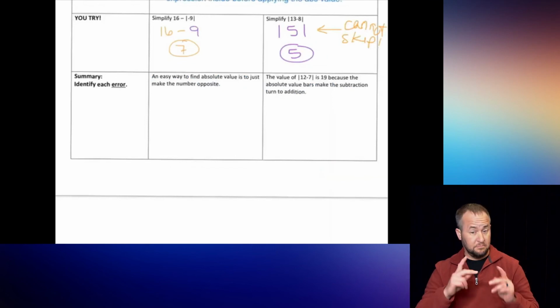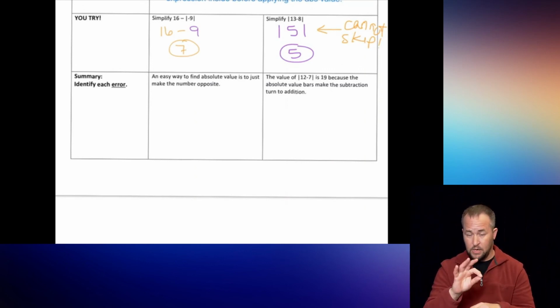All right, so hopefully you had that you did 16 minus, and then you had to evaluate the absolute value of -9, which is a positive 9. And so then our problem becomes 16 minus 9, which is 7.